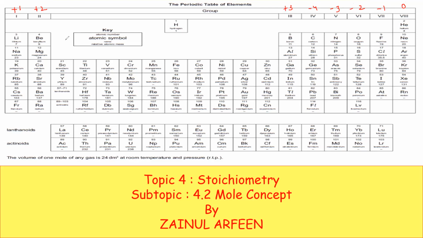So we want to write the formula of a compound which is a combination of sodium and chlorine. Sodium is group 1, so the valency, the charge, will be +1. Chlorine is group 7, so the valency or the charge will be -1. And then we simplify this valency and cross multiply. So the 1 of chlorine will come with sodium, and the 1 of sodium will come with chlorine. So it will be Na1 and Cl1. So the formula of sodium chloride will be NaCl.